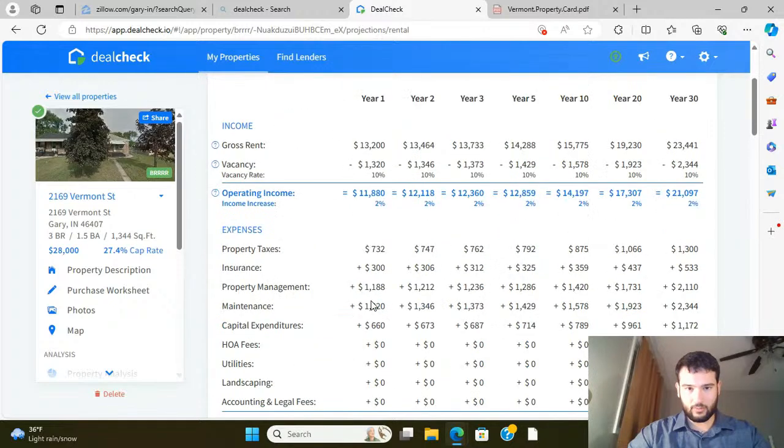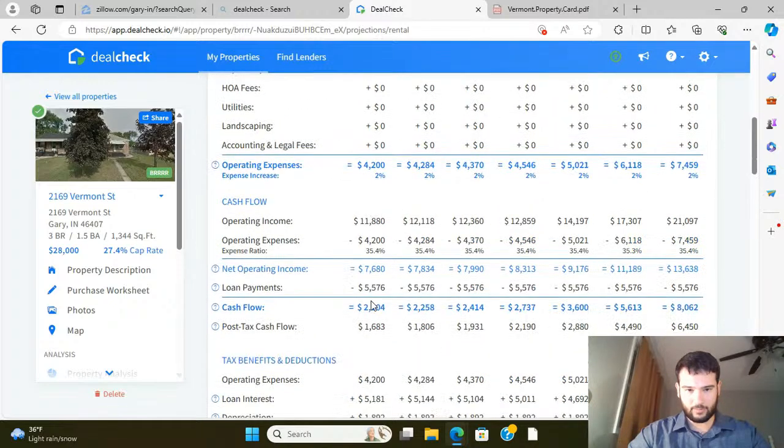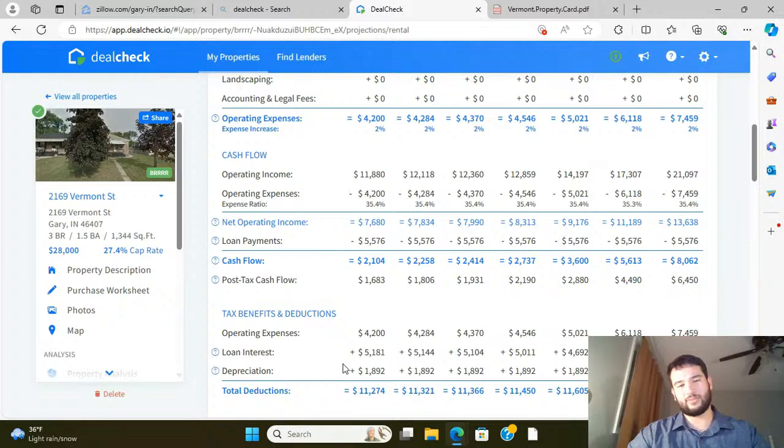Is this on an annual basis? Year 1. Okay, hold on. It's because we didn't calculate the down payment here. Net operating income, loan payment. Oh, okay. So your net operating income, your loan payments, and then making 200 a month. Let's say, what is 200 a month times 12?